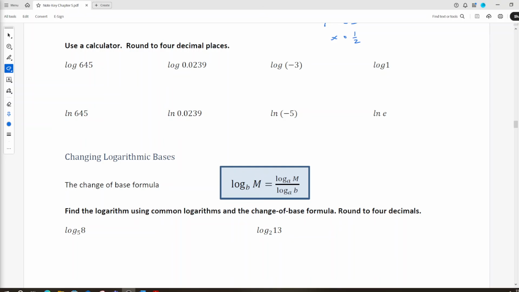So now let's go ahead, give ourselves a brain break, and let calculators do the work. Okay, so for this set of questions, we're using a calculator and we're going to round to 4 decimal places. So the first thing I want you to do is just find the log button on your calculator. I'm looking at my calculator right now.